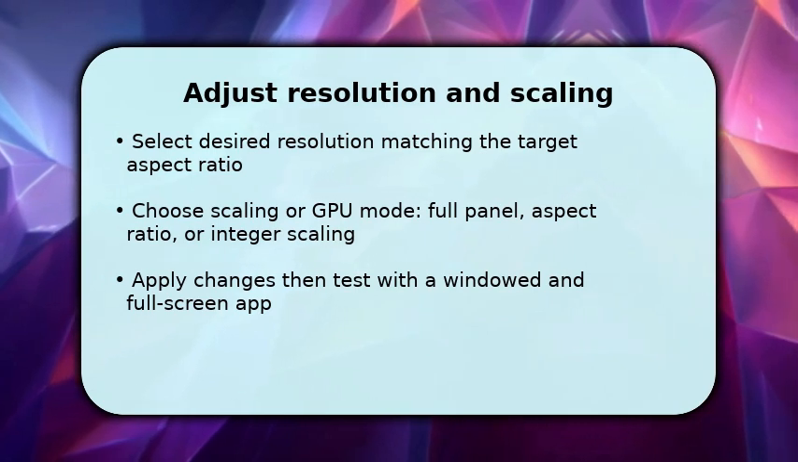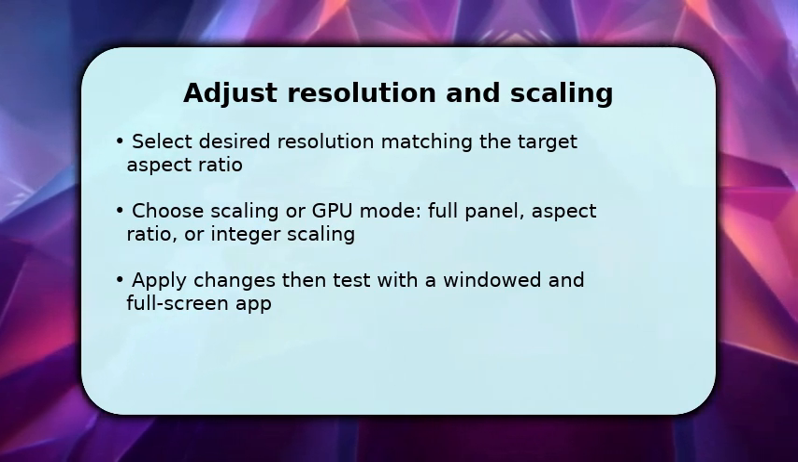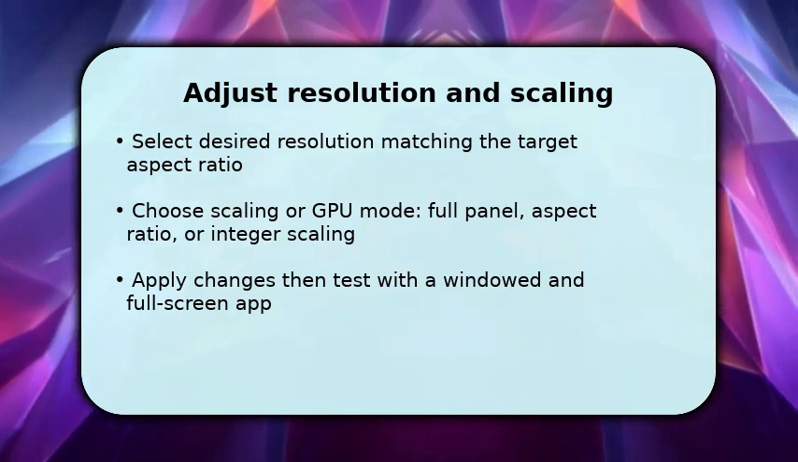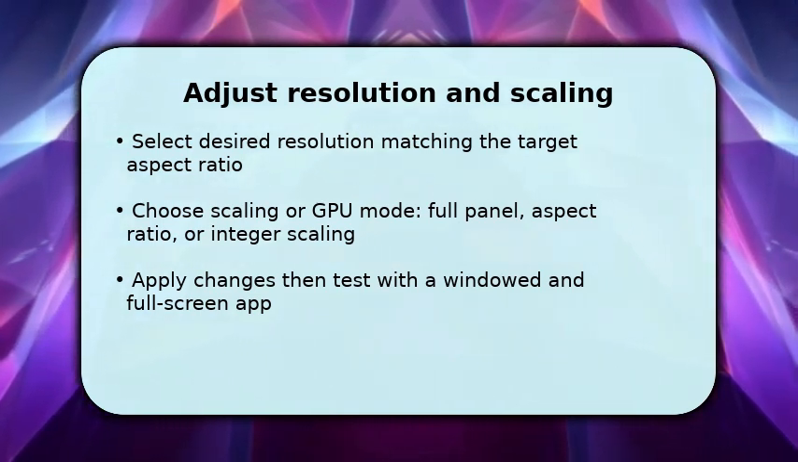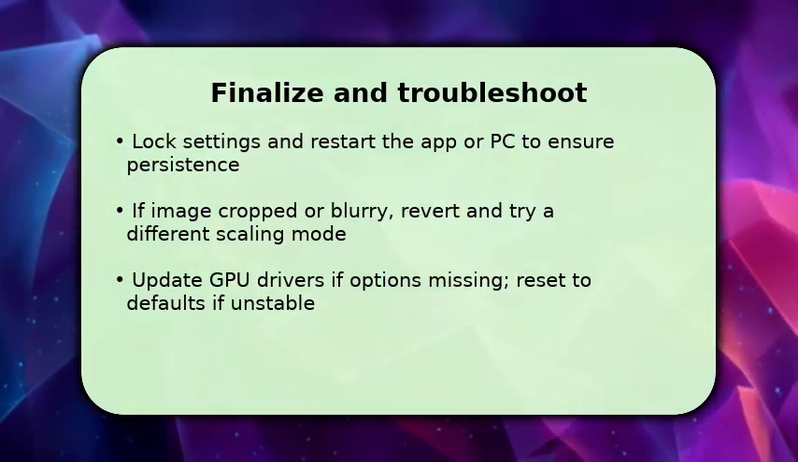Apply the change and immediately test by opening a game or a video in both windowed and full screen. This reveals whether black bars, stretching, or blurriness occurred so you can refine the setting. Finish by locking in your choice and restarting the affected application or the PC so settings persist.